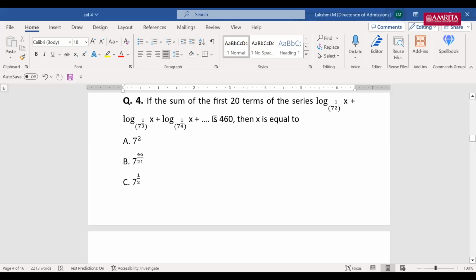You could just start doing this question. I'm so sorry. Yes. If the sum of the first 20 terms of the series log x 7 raised to 1 by 2, up to 20 terms, is 460, they want us to find the value of x.